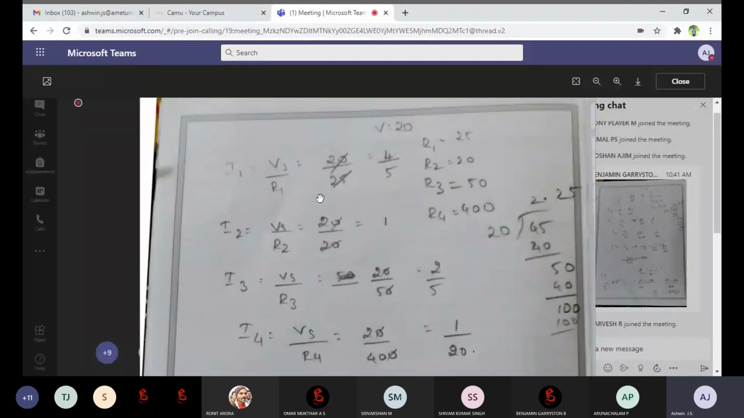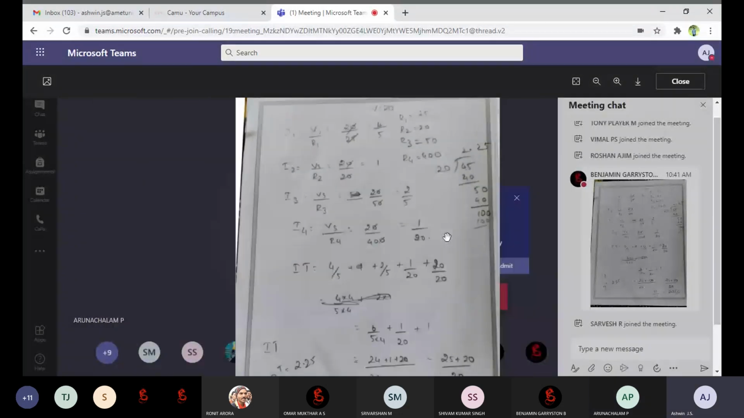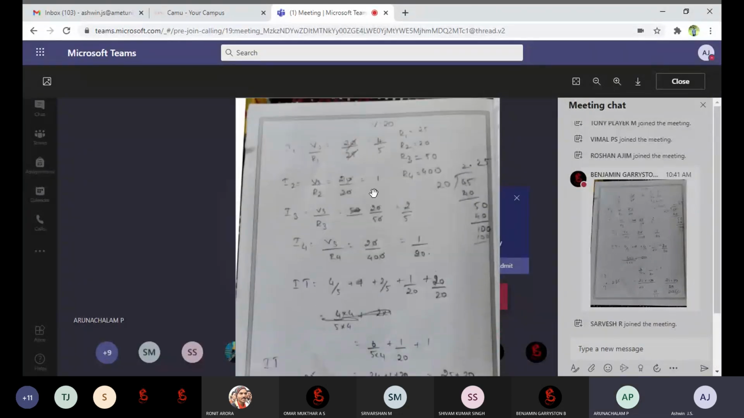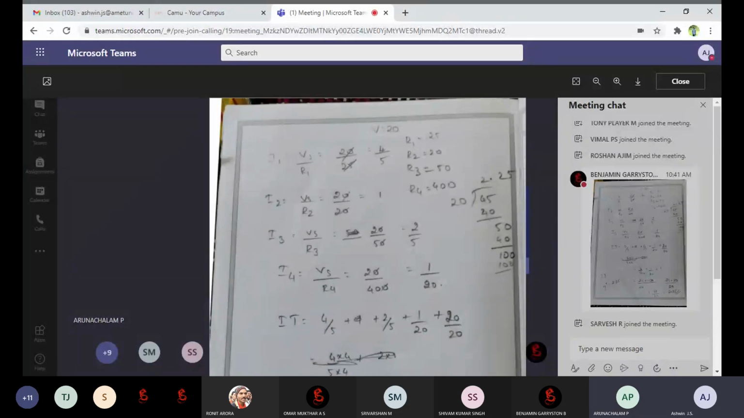In order to find the particular current, I divide by R1 to find I1. So 20 divided by 25 gives 4 by 5, which is 0.8 amps. I1, how much? 0.8 amperes, sir. 0.8 ampere, 800 milliamps, right? Yes, sir, 800 milliamps, we can tell like that also. Not an issue. Everything is correct.